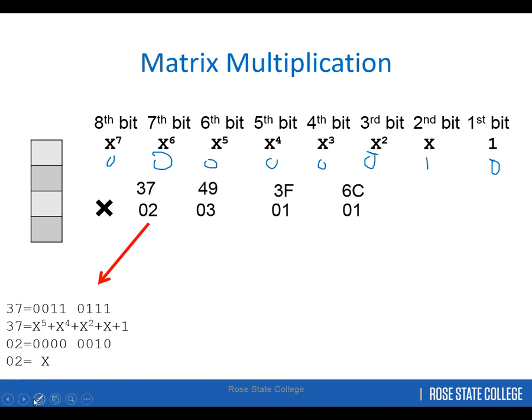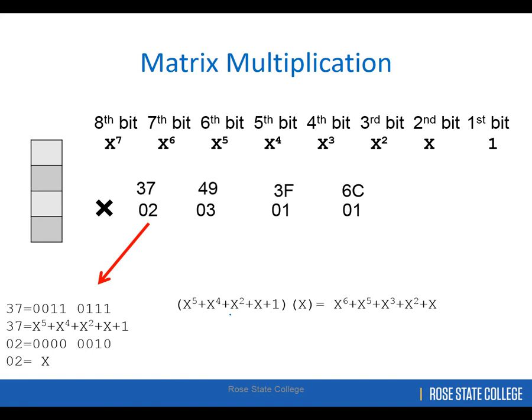Okay. So let me clear this one out. So now we have to multiply them. Now, what do you think happens when we take x to the 5th and multiply it times x? So x to the 5th becomes x to the 6th. X to the 4th becomes x to the 5th. What happens to x squared? X to the 3rd. How about x? X squared. And how about 1 times x? X.